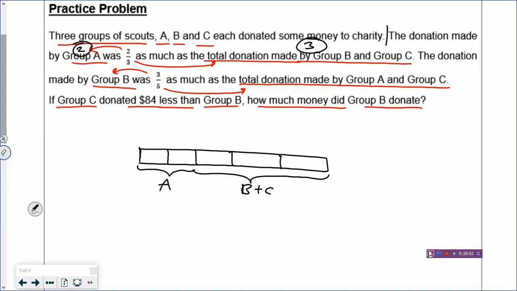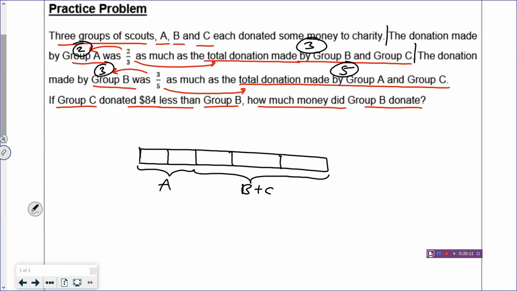And you draw until here. Now the donation made by group B was 3/5 as much as the total donation made by group A and group C. So again, you have the same three groups, but this time they donated a total of 8 boxes, right? Model drawing, 8 boxes.